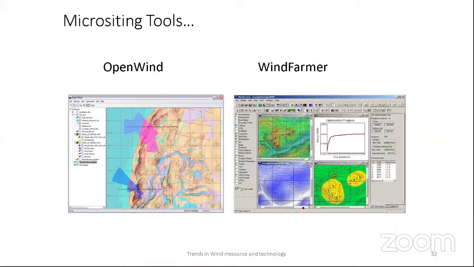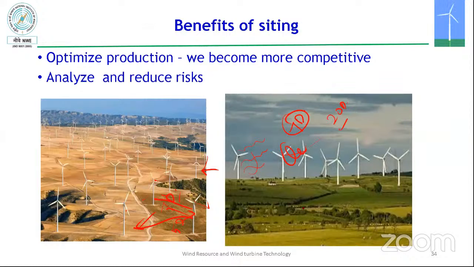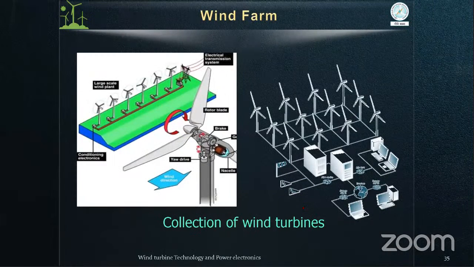Many other non-linear tools are also there, along with prediction and forecasting. Now, a single wind turbine is called a wind turbine. If you have multiple turbines, it is called a wind farm.